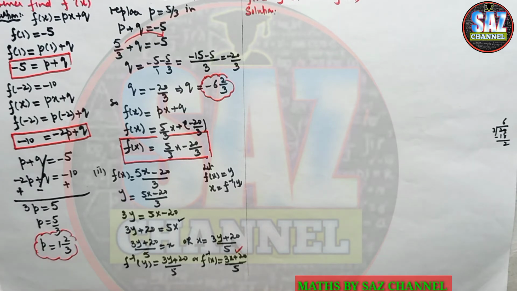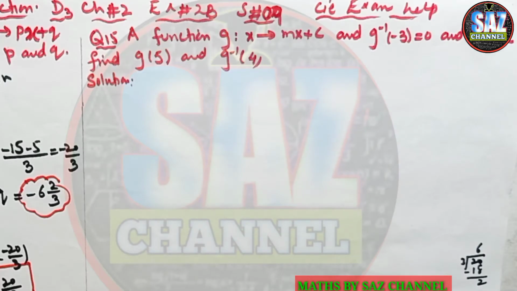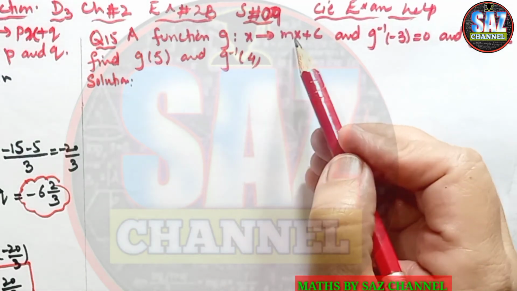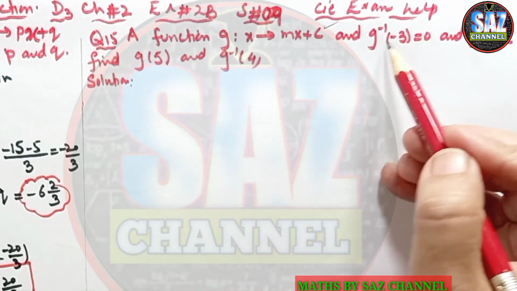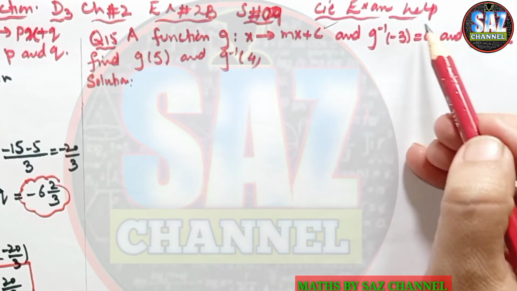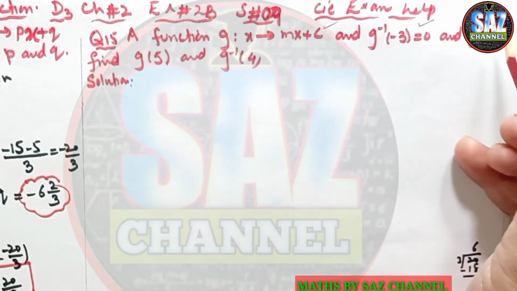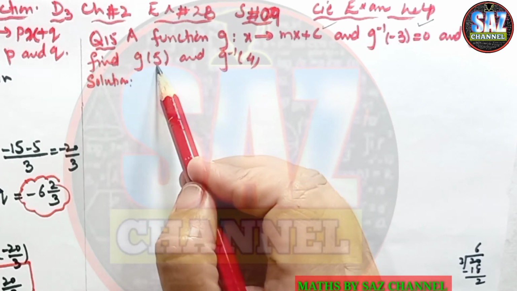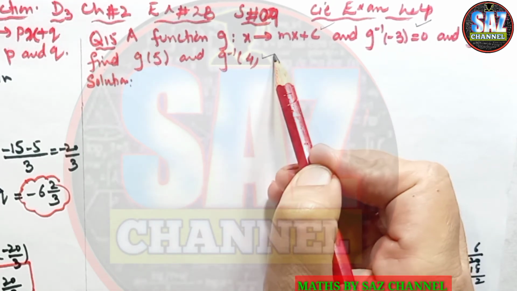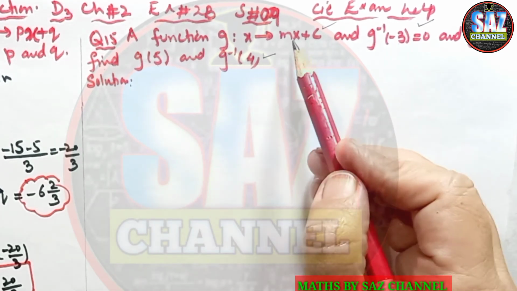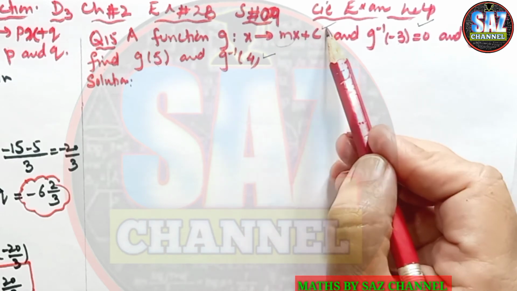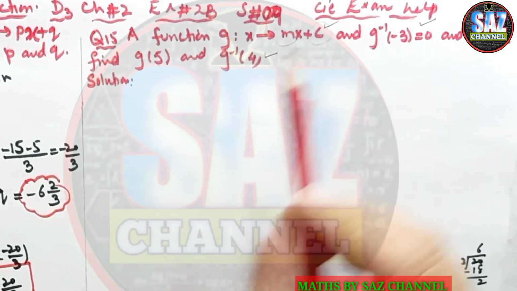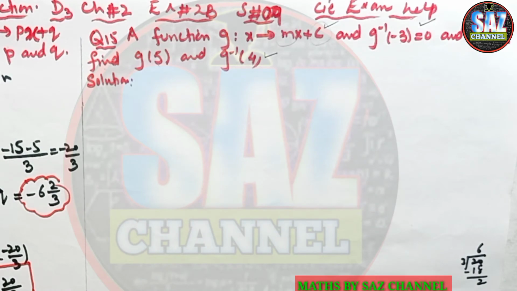The next question says that a function g is such that g of x gives us mx plus c, and g inverse of minus 3 equals 0, g inverse of 1 equals 2. We have to find g of 5 and g inverse of 4, and besides that, we have to find the values of m and c as well. So let's move to the solution of the question.